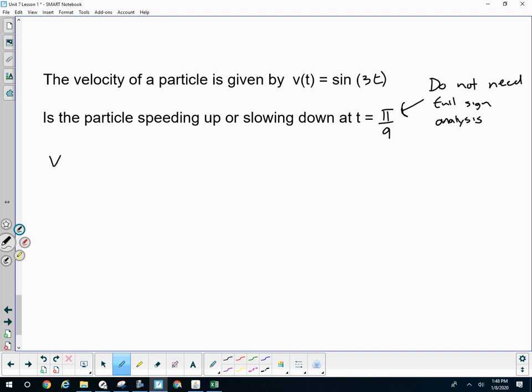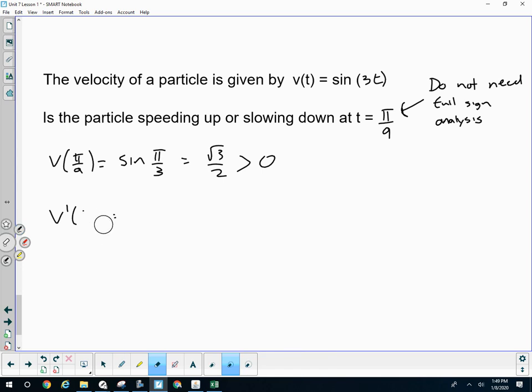Well, they gave me velocity, so might as well use it. It turns into the sine of pi over 3. That's root 3 over 2. I know that's positive. How will I find the sign of A? Take the derivative. V is f prime, it's x prime, A is x double prime. A is the derivative of V. We've got to write down what A is correctly.